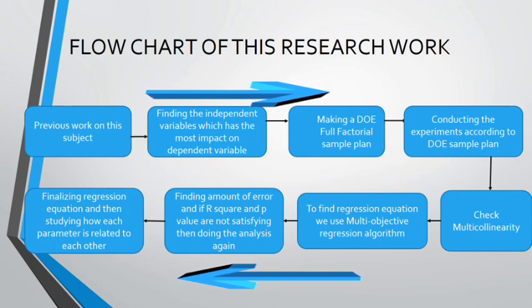We'll do a check of multicollinearity. That means we'll check if the independent variables that we have selected are correct or not. Then we'll find the regression equation with the help of a multi-regression algorithm, and then we'll analyze the R square value and the P value. If it is not satisfying, we'll do the analysis again, and if it satisfies, that means our analysis is correct. Then we'll finalize the regression equation and finish this paper.